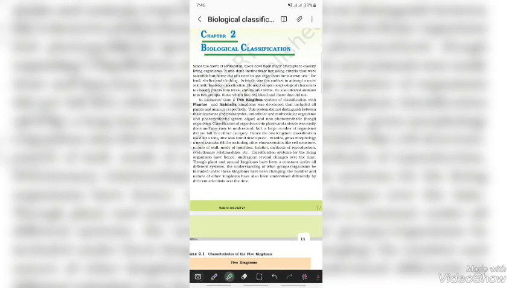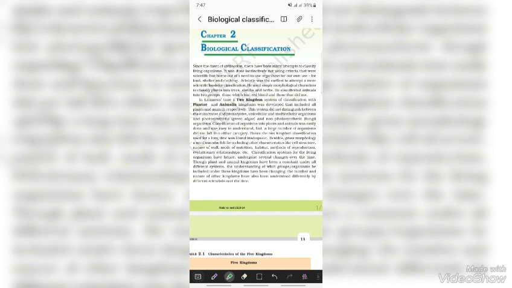Chapter 2: Biological Classification. Since the dawn of civilization, there have been many attempts to classify living organisms. It was done instinctively, not using scientific criteria but born out of a need to use organisms for our own use: for food, shelter, and clothing.